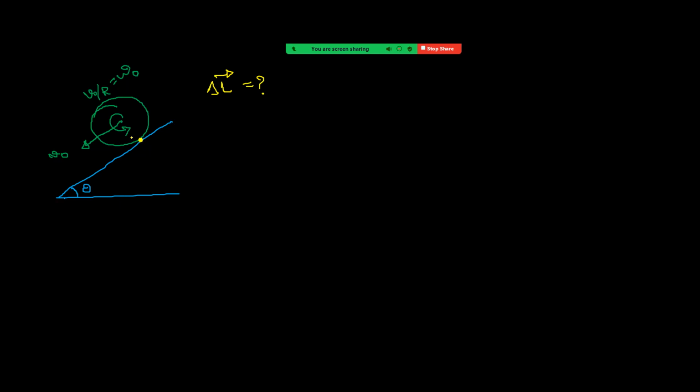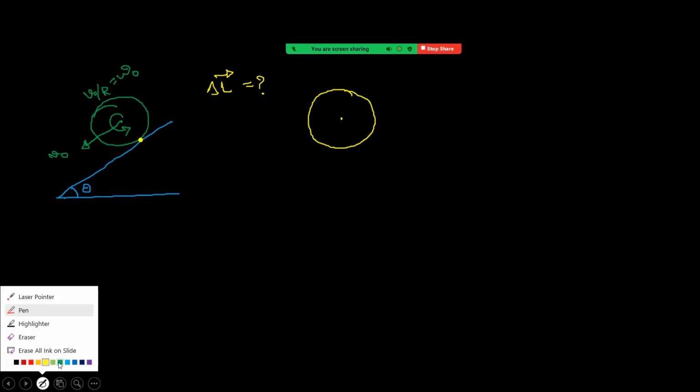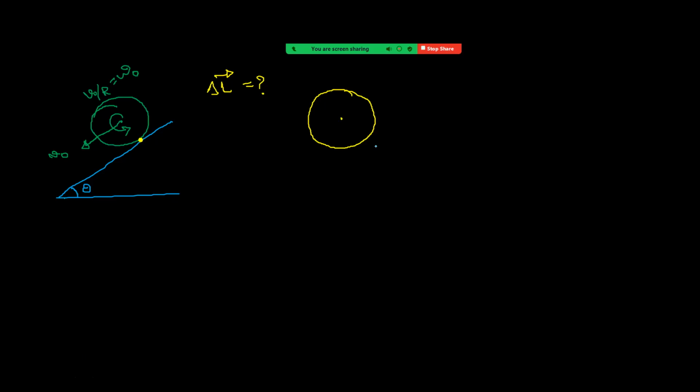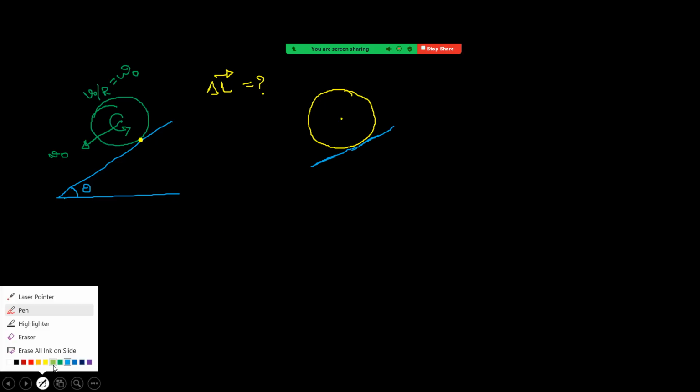See the number of forces that are acting: mg downwards, normal reaction through the center, normal to the incline, and frictional force up the incline. So I'm making a diagram separately. On the sphere, these are the forces that are acting. This is the inclined plane. Now focus on the forces that are acting.